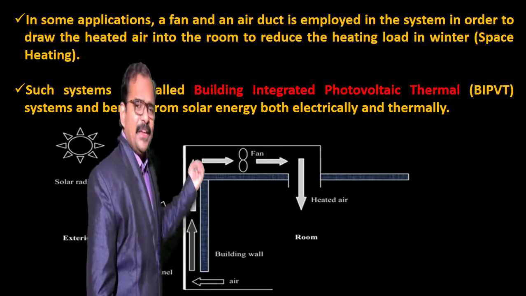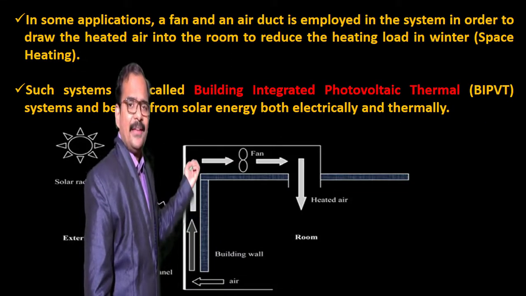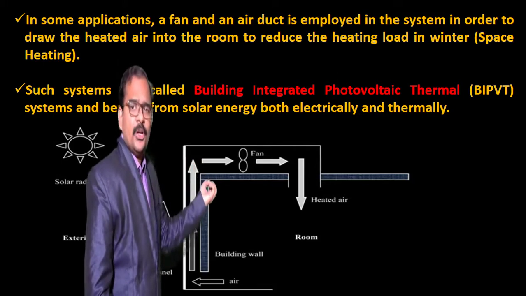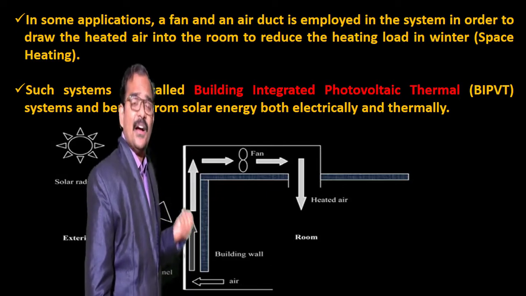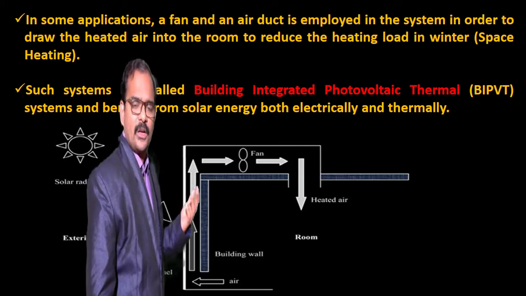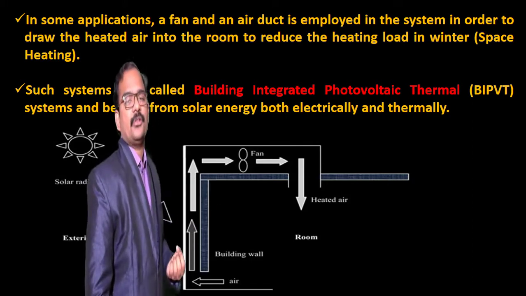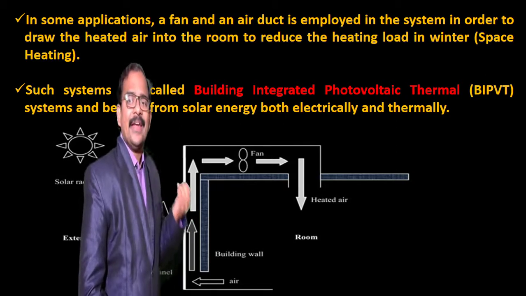And on the other hand, the energy which is produced by these panels will be consumed by the building. In some applications, like in cold countries, we'll use a fan and an air duct in the system in order to draw the heated air into the room to reduce the heating load in winter. That is in space heating applications. Say for example, you are residing in cold countries or in cold weather places. So what you need? You need space heating instead of air conditioning.